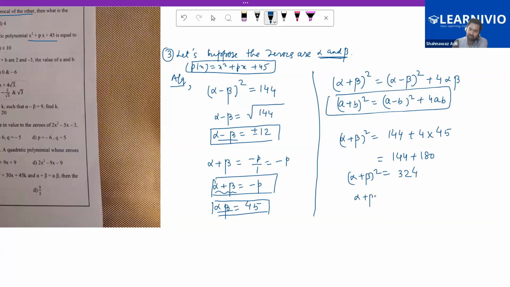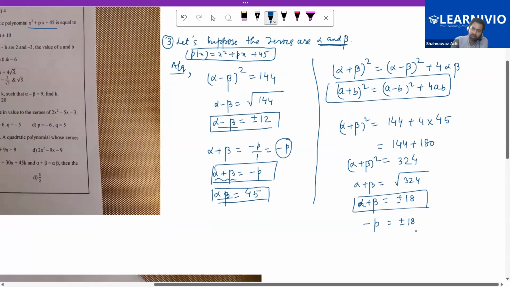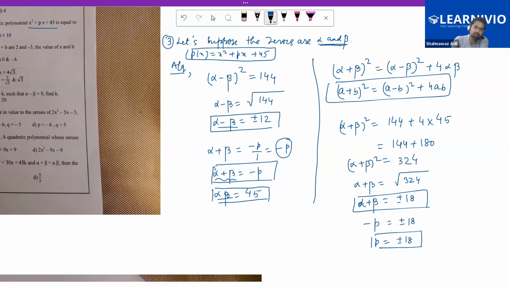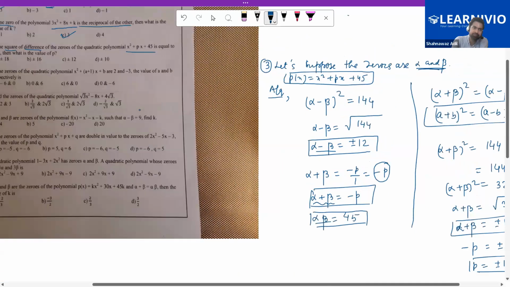So alpha plus beta is root of 324. Again, this will have two values, plus minus 18. And we know that alpha plus beta is minus p. So minus p is plus minus 18. So p would be plus minus 18, right? So this would be the answer.